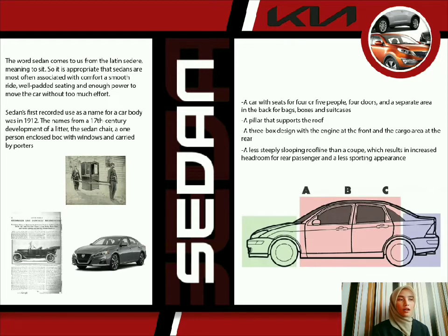The word sedan comes from a Latin word that means seat. It is appropriate that sedans are most often associated with comfort, a smooth ride, well-padded seating, and enough power to move the car without too much effort. A sedan is a car with 4 or 5 seats for people, with 4 doors, and a separate area for bags, boxes, and suitcases. The sedan also has a pillar that supports the roof. It is a 3-box design with the engine at the front and the cargo area at the rear.